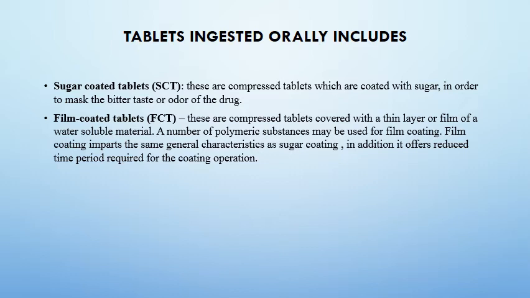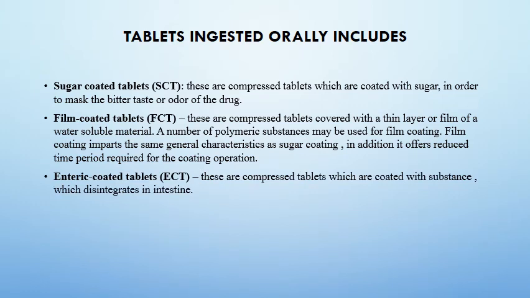Now film coated tablet, a number of polymeric substances may be used for the film coating. Film coating imparts the same general characteristics as sugar coating. In addition, it offers a reduced time period required for the coating operation. This means that we can use different polymers to form the film over the tablet, and this film has the same characteristics as that of the sugar coated tablet, and the time required for film coating is less as compared to that of the sugar coating.